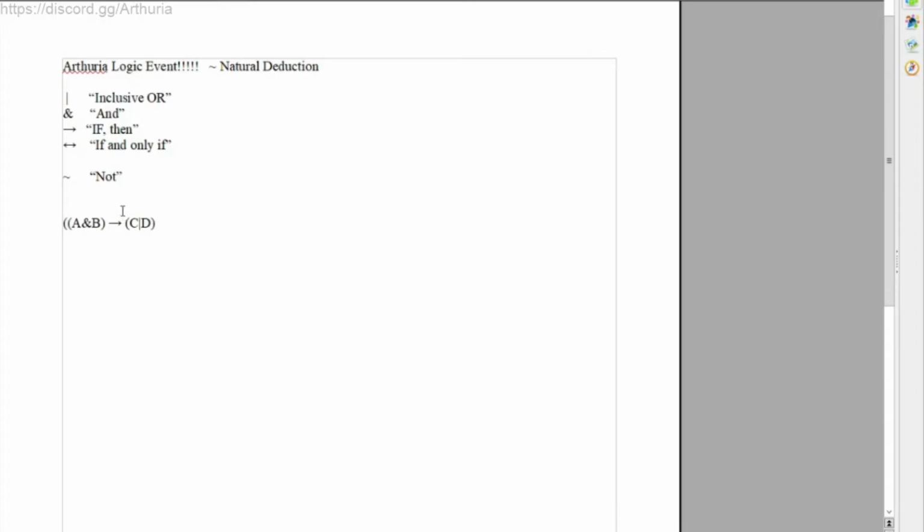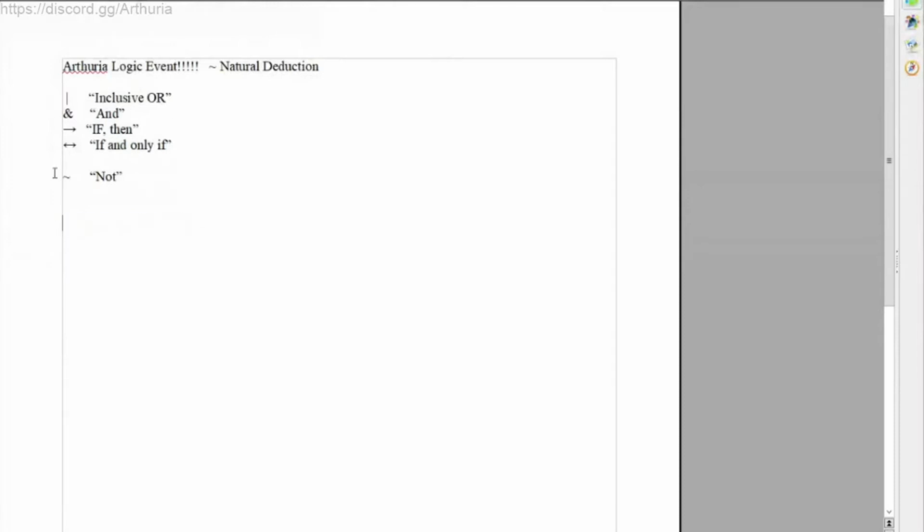So if we take an even more complex statement like this, we still recognize that this is the left side of an or statement. These are the two sides of the if then statement, rather. It's an if then statement. This is the major operator. It's the thing most outside of parentheses. And that's going to be important for our rules.